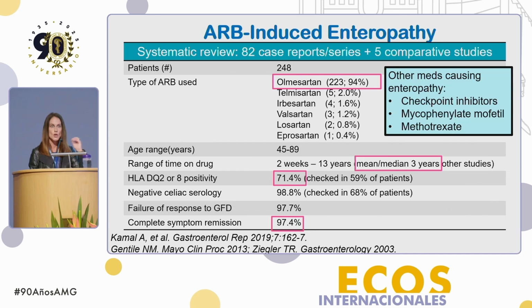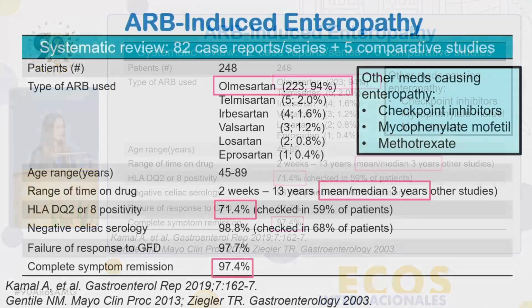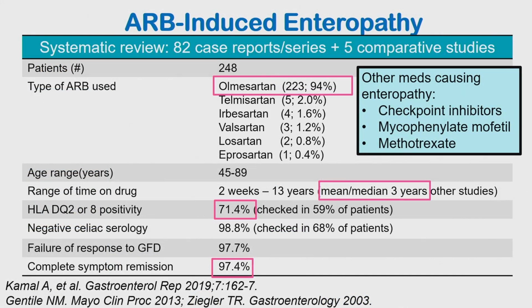When you know about this association and you stop the medication, most patients will have complete clinical remission with stopping the drug. So in addition to olmesartan, you need to think about other medications: checkpoint inhibitors, mycophenolate mofetil, methotrexate. And the one that I would add to this list are patients now undergoing CAR T therapy. Often they are now presenting with an enteropathy that looks like celiac disease and is often more severe than what we might see with checkpoint inhibitors.